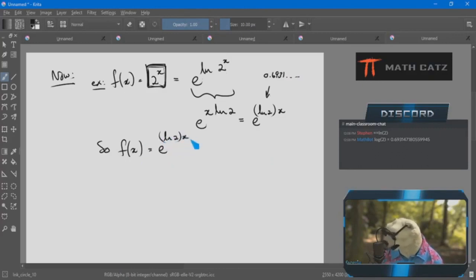some number times x. But some number isn't going to bother me in finding the derivative because it's just going to be the constant times the function property. So the derivative is then going to be the derivative of this, which is a chain rule situation. Let's make it super clear. I don't want any confusion. Let's write out the chain rule.